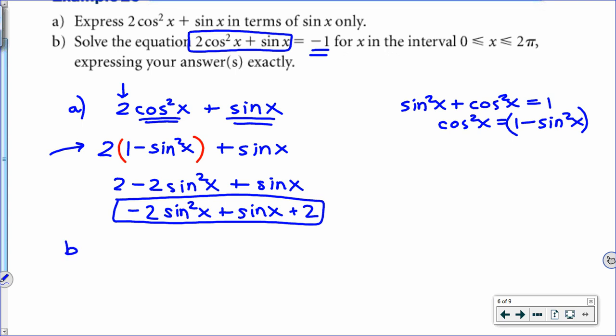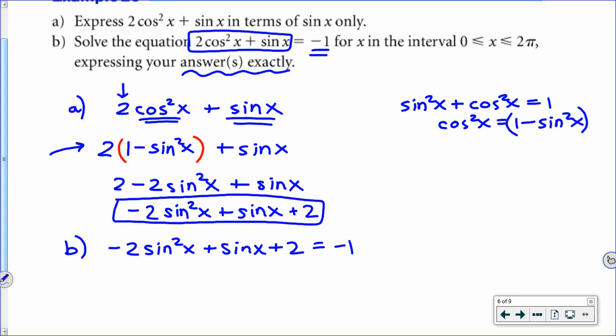So for part B, I'm going to take my sine version of the expression, set it equal to negative 1, and then see if I can solve it. Oh, I can't solve it with the calculator because it says express your answers exactly. So I'm going to attempt to do this without a calculator. Exact would be something like pi over 3, not 57.9. So I'm going to add the 1 to make this equal 0 because I can see that it's a disguised quadratic, and it's good when quadratics equal 0.